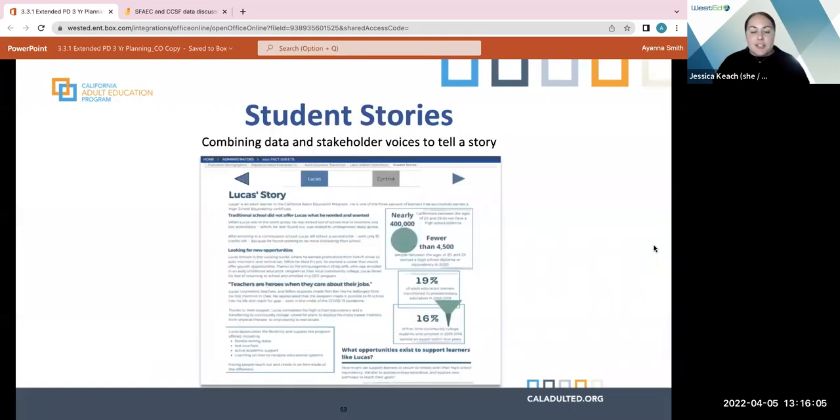Blair shared earlier, and I'm sure many of you are familiar with the CAEP fact sheets. CAEP fact sheets use a combination of student outcomes data and community data to understand how we can better serve our adult learners. This year, we were able to add a critical component to this resource. It's what you see on the screen right now, our student stories data tab. WestEd interviewed a number of students and created data stories that combine the student's lived experience with the data that appears in the CAEP fact sheets. It's a little small, but you can see Lucas's story here on the screen.